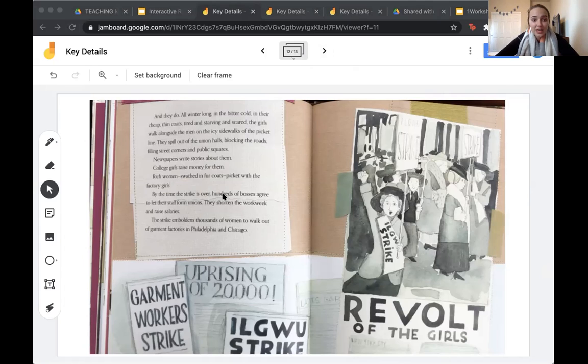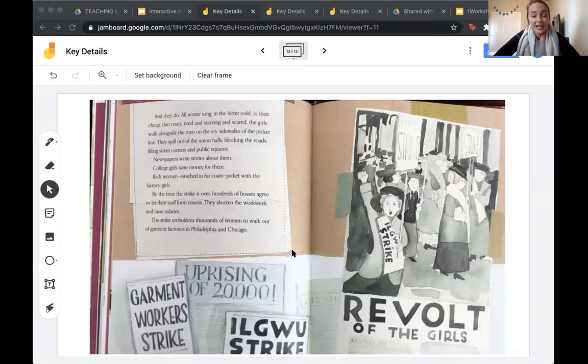By the time the strike is over, hundreds of bosses agree to let their staff form unions. They shorten the work week and raise salaries. The strike emboldens thousands of women to walk out of garment factories in Philadelphia and Chicago.